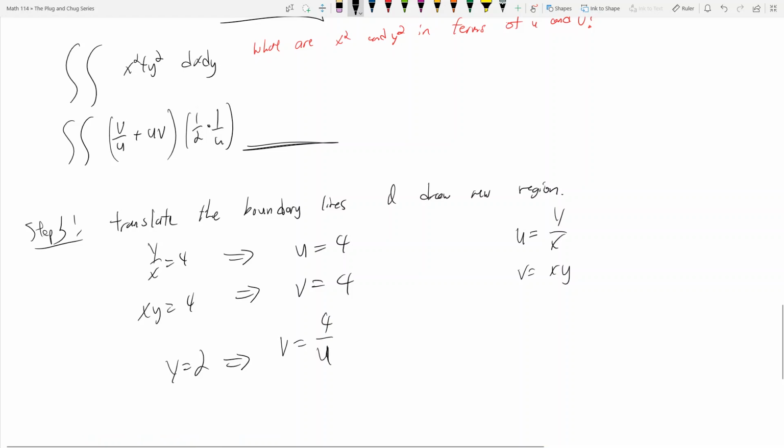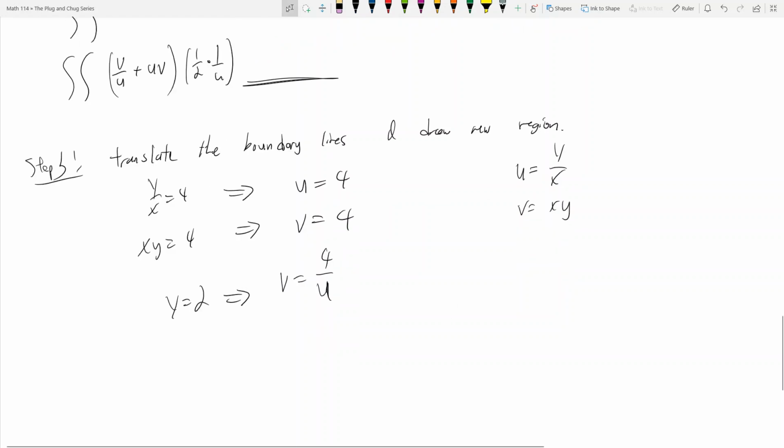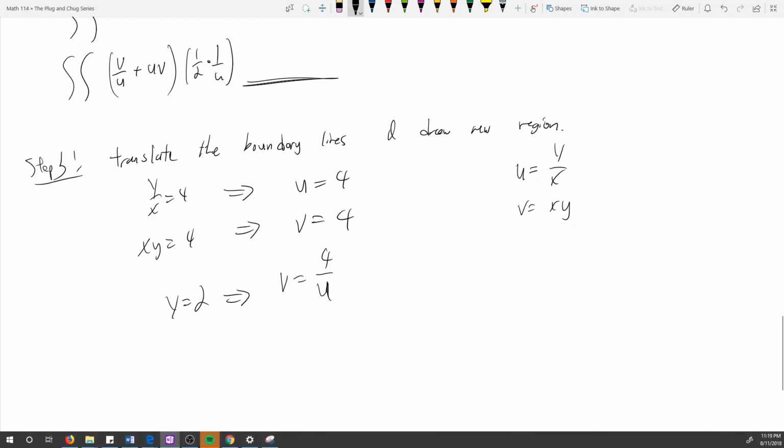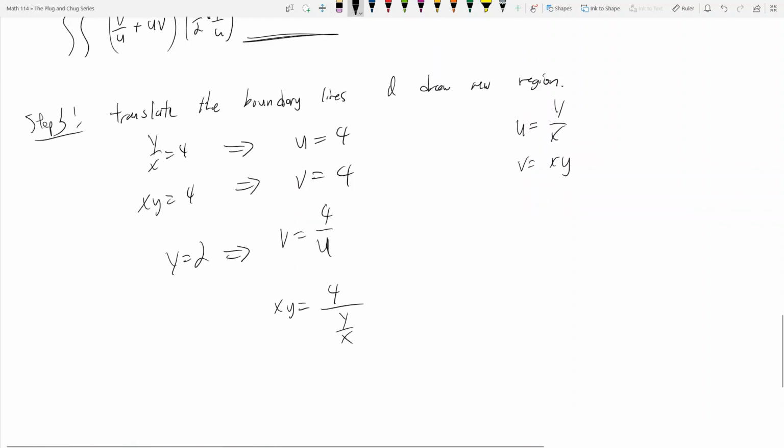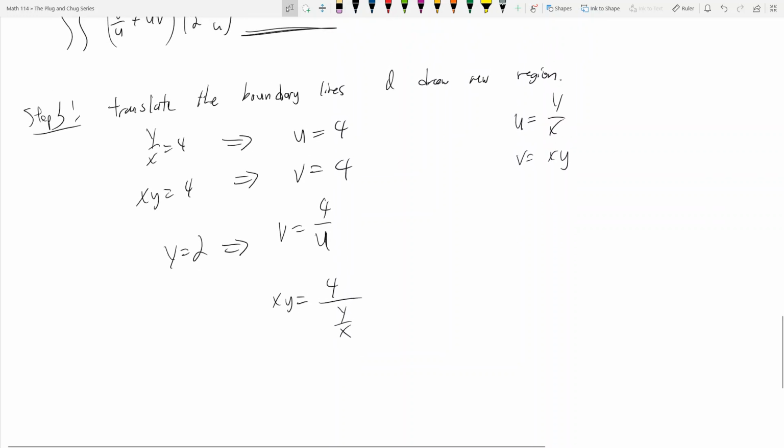v is equal to 4 over u. Okay, and I'm not comfortable just saying this, but why is that true? Well, if we consider it, now you get xy is equal to 4 over yx. Hold on, I have a better way of explaining this. Y is equal to 2. Why is y equal to 2 true? Oh, okay. I got it.